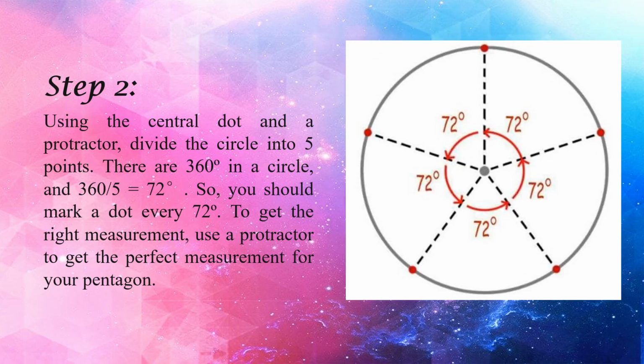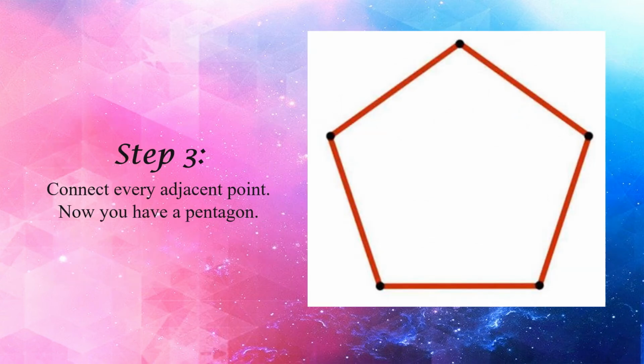Step 2. Using the central dot and the protractor, divide the circle into 5 points. There are 360 degrees in a circle, and 360 degrees divided by 5 is equal to 72 degrees. So you should mark a dot every 72 degrees to get the right measurement. Using the protractor to get the perfect measurement for your pentagon. Step 3. Connect every adjacent point. Now you have a pentagon.